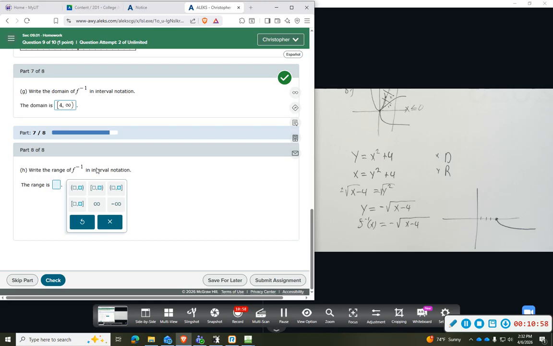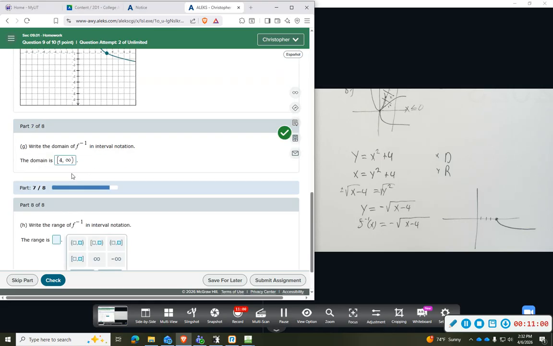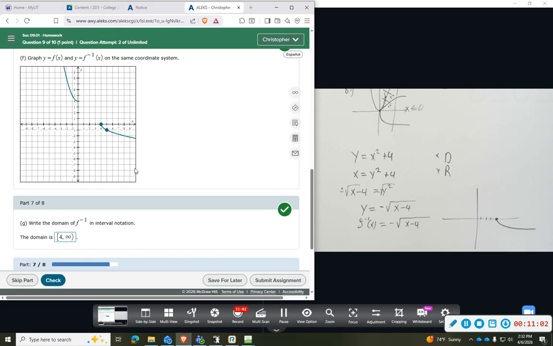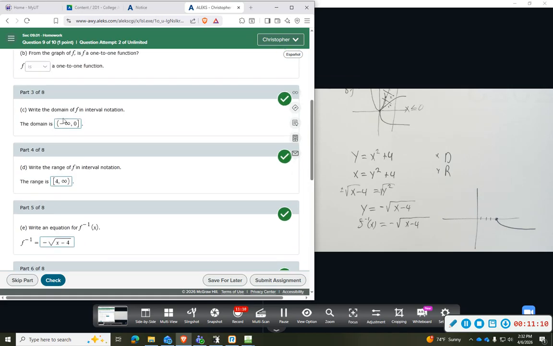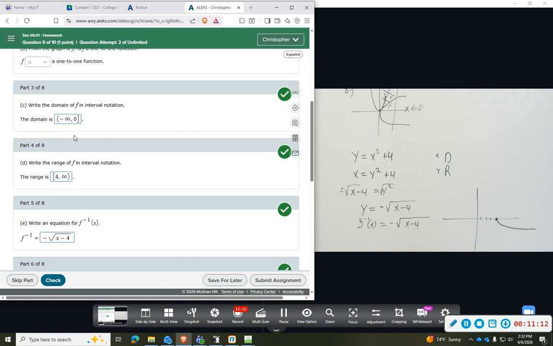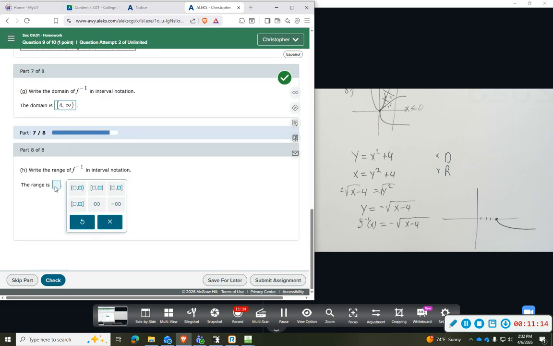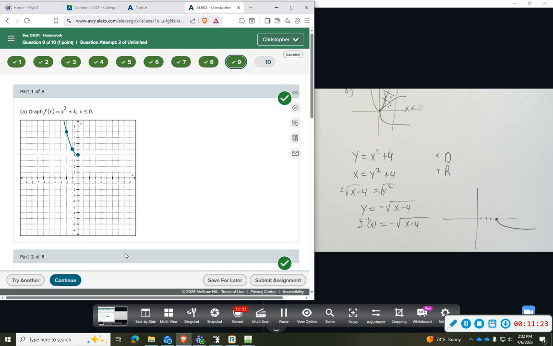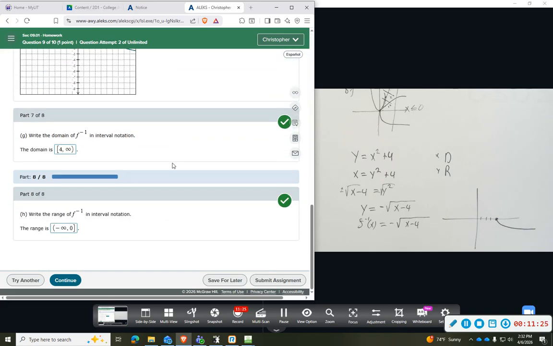It wants to know what is the range. So the range is now my new domain. So you always got to go from the bottom to top, lowest numbers to the largest number. So this is going down to negative infinity and then up to 0. Same thing that we have right here, negative infinity to 0. That is my new range for my inverse. All right, that's good.